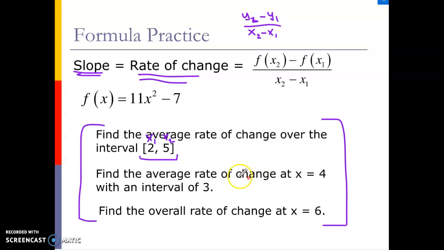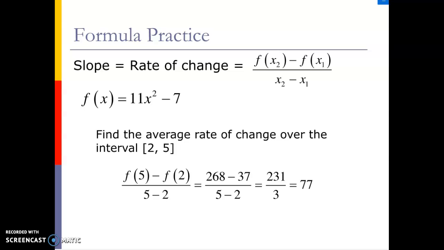Also, we want to find the average rate of change at x equals 4 with an interval of 3. Wait, what's my second x value? I've got a starting x, but what's my ending x? We're going to have to figure out how to use the interval of 3. That's going to be important. The next one is to find an overall rate of change at x equals 6. You might be thinking, wait a minute, that's only one x value. What's my other x value? One of the key words there is overall, and we'll talk about that when we get to it.